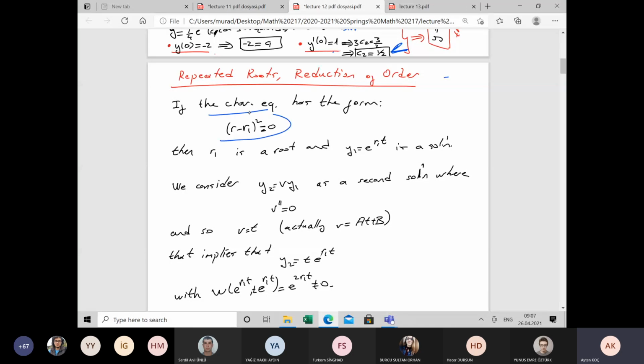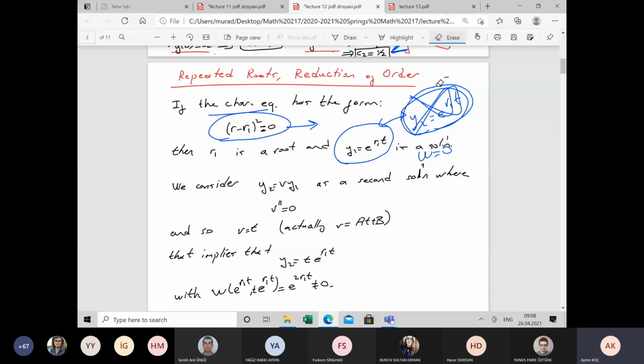And so r1 is a root, and so e to the r1t is a solution. But the second one, e to the r1t, is the same. Not fundamental, not linearly independent. Wronskian is 0 if we take y sub 2 as this one. So Wronskian is 0, and not fundamental. So this is not a second solution of our differential equation. So what is y sub 2 here?